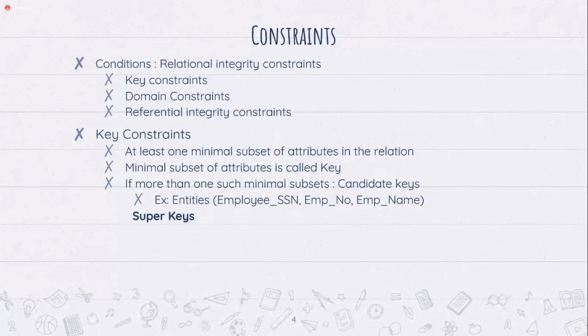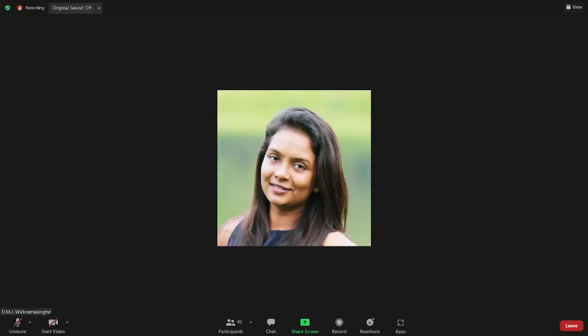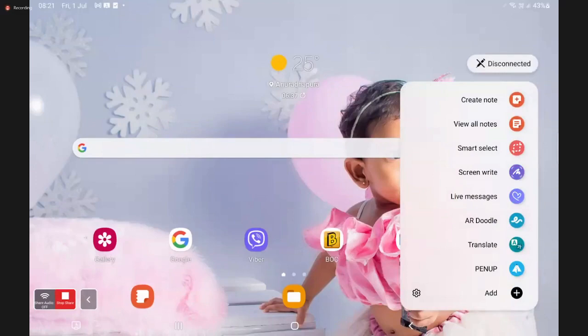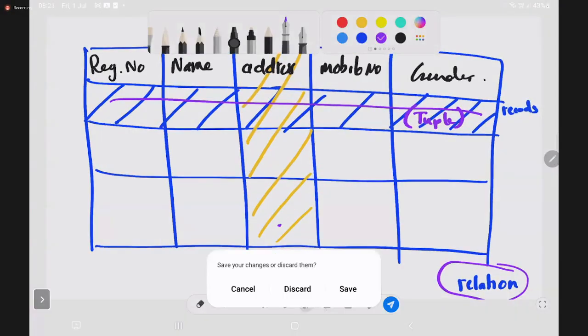I will explain with an example. This minimal subset of attributes is called a key, right? So let's do this one. I will explain in this way, right? Let's take this one. This is the student table.